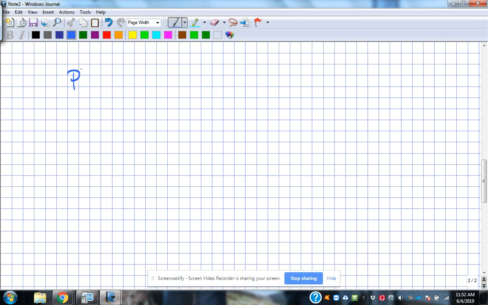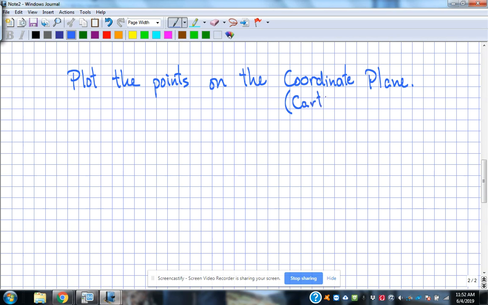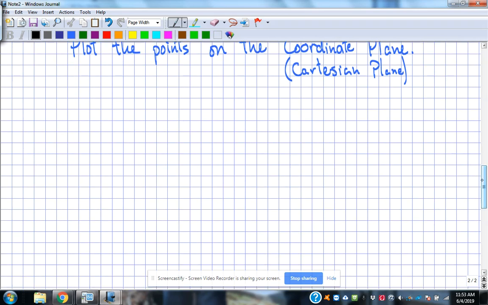Let's plot the points on the coordinate plane. Coordinate plane, you may also hear it called a Cartesian plane. They're the same thing. Cartesian plane, coordinate plane, same thing. No difference. There are some other kinds of planes that if you go to higher maths, they plot points on. We use the Cartesian plane in math 100 and 110 only. We don't use the others.